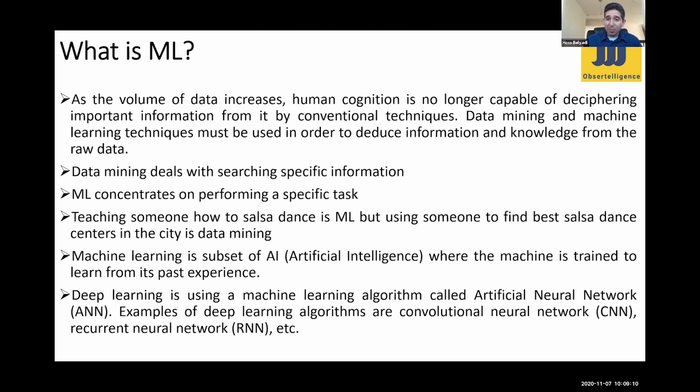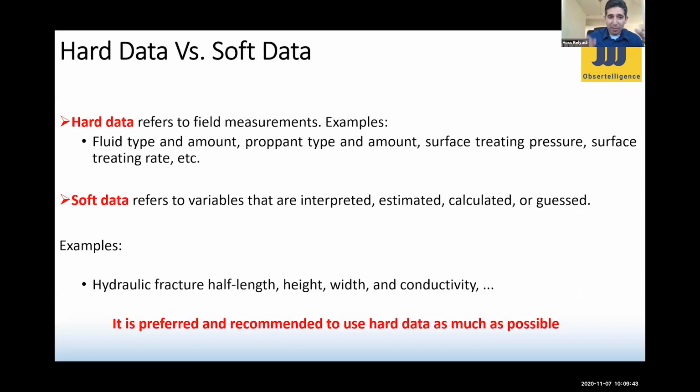And within deep learning, some of the algorithms are convolutional neural network and recurrent neural network. Recurrent neural networks are used for time series analysis, such as an algorithm called LSTM, long short-term memory, that's used for recurrent neural network. And convolutional neural network is used for text and image classification and so forth. So this is just the basic fundamentals of what we're going to talk about.